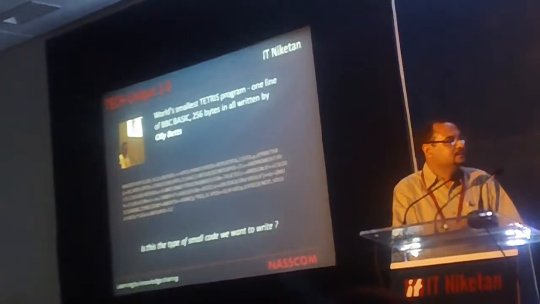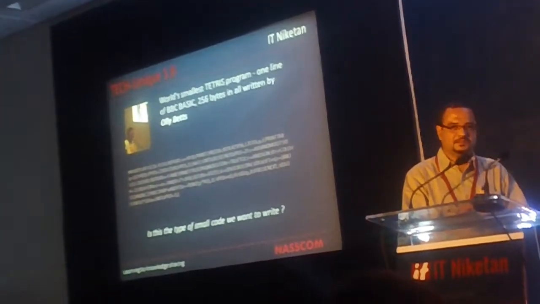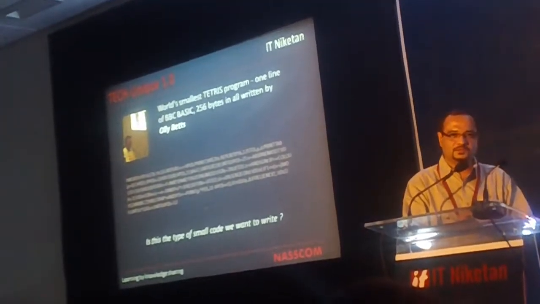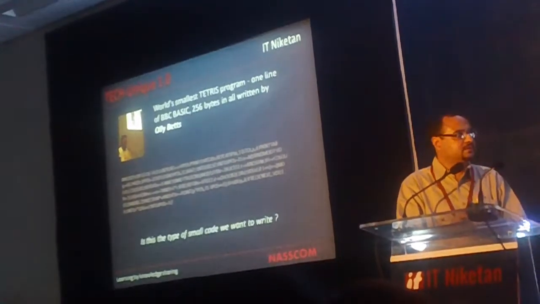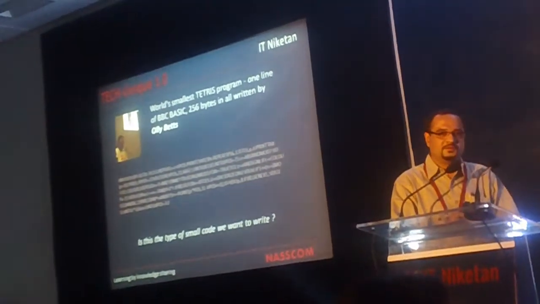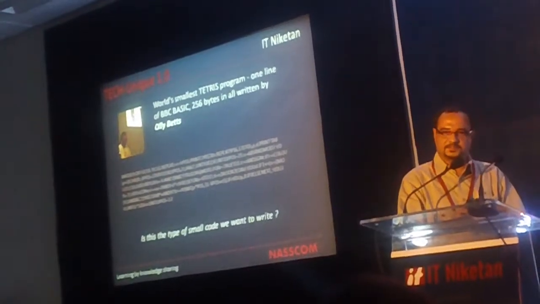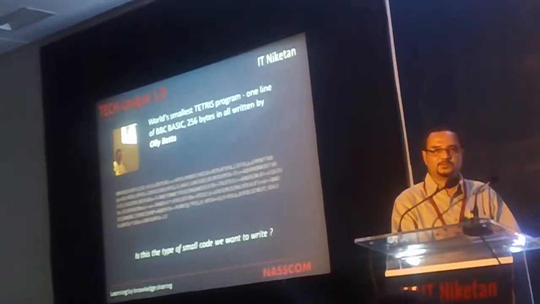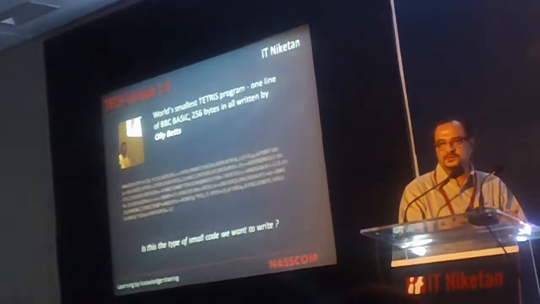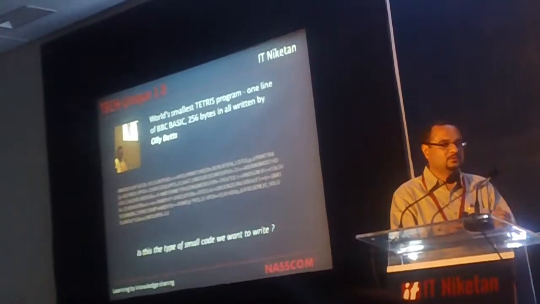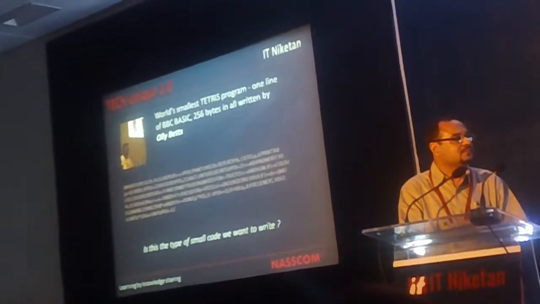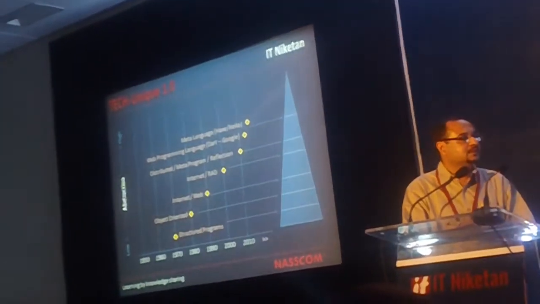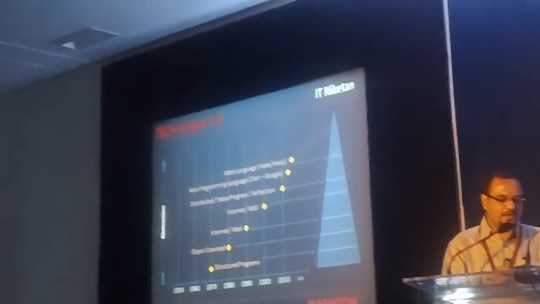Now here you see Ollie Bates' famous 256 byte code, which was the smallest code written by this gentleman to run a Tetris program in a DVC. This is a very small code, that's fine. But are we really looking at writing small codes like this? Obviously not, because we will not be able to understand a bit of it once we move on in time. Now let's see how things mature with time.